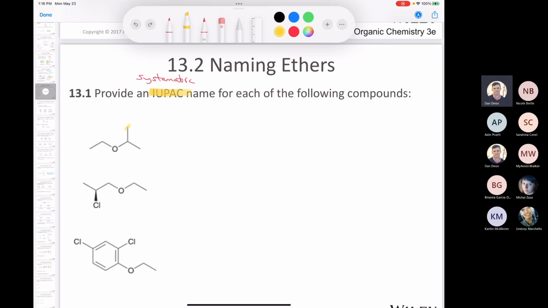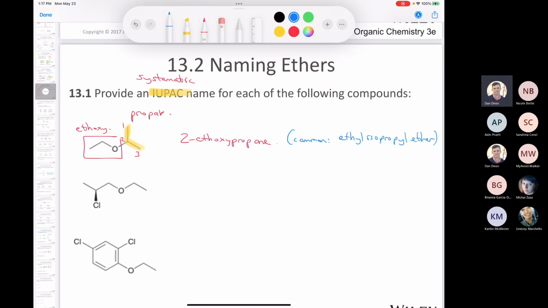We look for the longest carbon chain, which has 1, 2, 3 carbons. Therefore, this is some kind of propane. And we would number it like this, 1, 2, 3. And then at the second carbon, we have an ethoxy group. So we would call this 2-ethoxypropane. Again, I'll just scribble the common name, and your common name would be ethyl isopropyl ether. They didn't ask us for that, but why not?